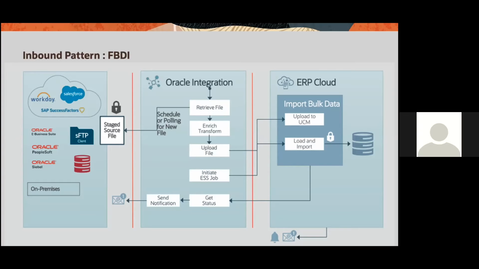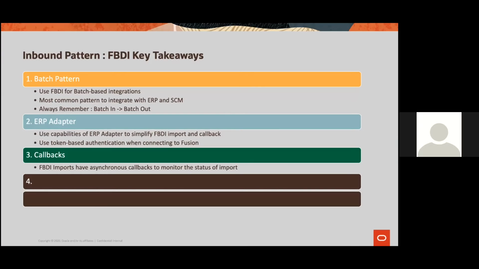The upload file and the initiate ESS job are all handled by the ERP adapter that I talked about. Once it's uploaded, you can have a callback coming into Oracle Integration, and then you could examine the callback and send notifications, or drill down into the data and put it into a dashboard for users to consume, right? So this is the inbound pattern, the file-based data import pattern. The key takeaway is that it's a batch pattern. So use FBDI for batch-based integrations.